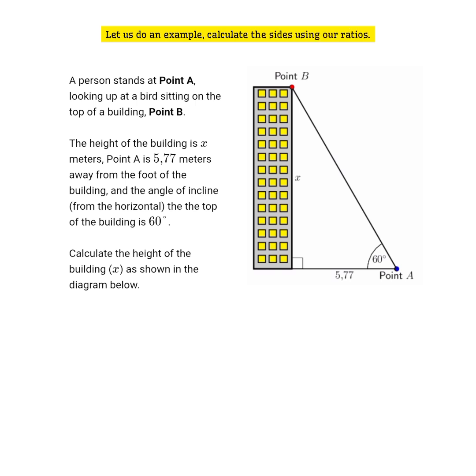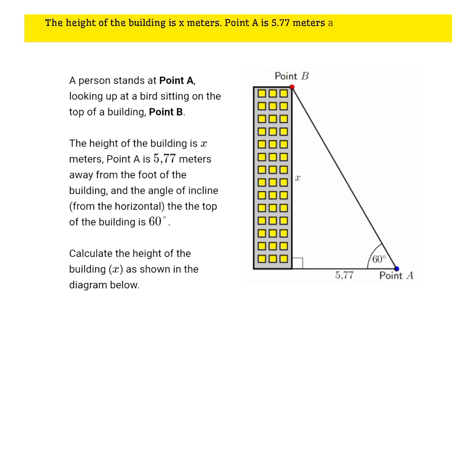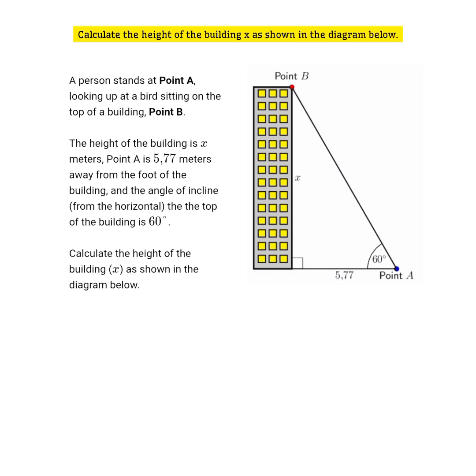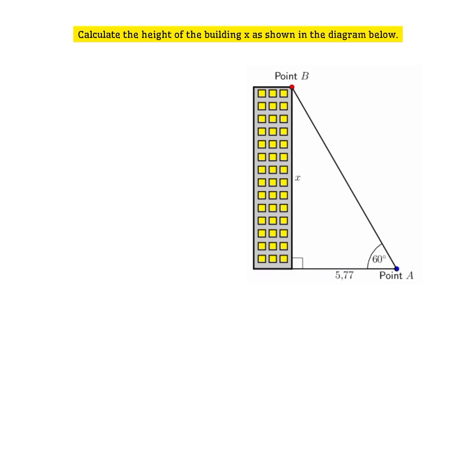Let us do an example. Calculate the sides using our ratios. A person stands at point A, looking up at a bird sitting on the top of a building, point B. The height of the building is x meters. Point A is 5.77 meters away from the foot of the building, and the angle of incline from the horizontal to the top of the building is 60 degrees. Calculate the height of the building x as shown in the diagram below.